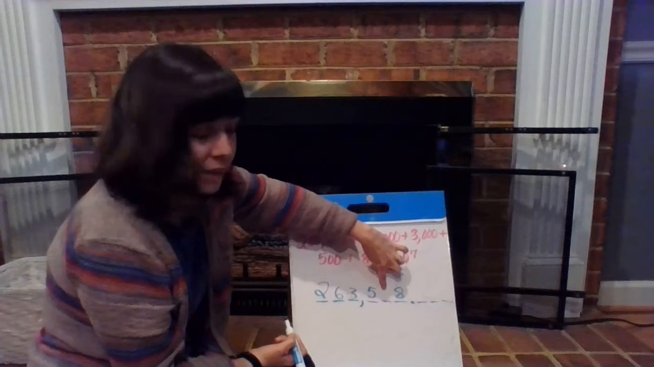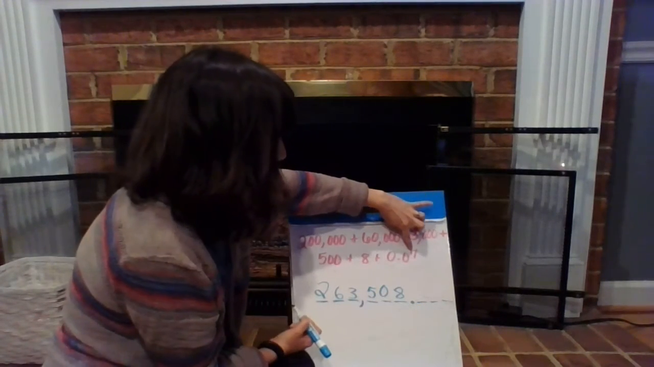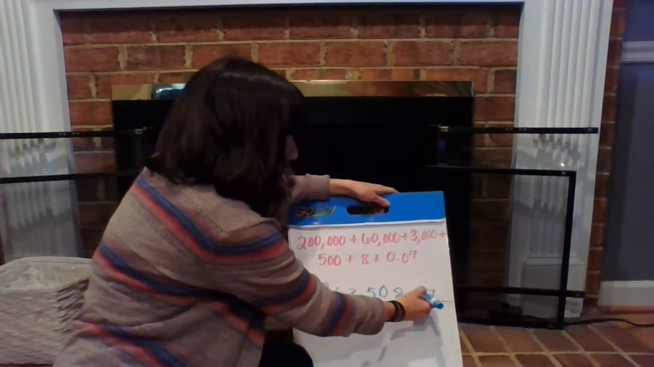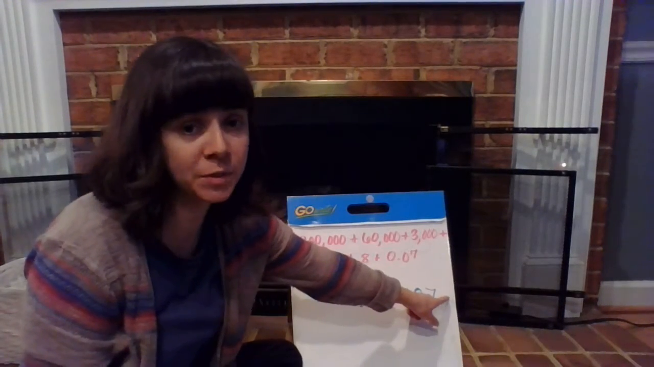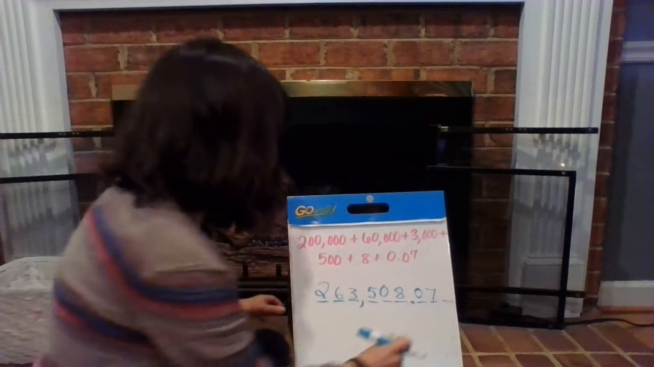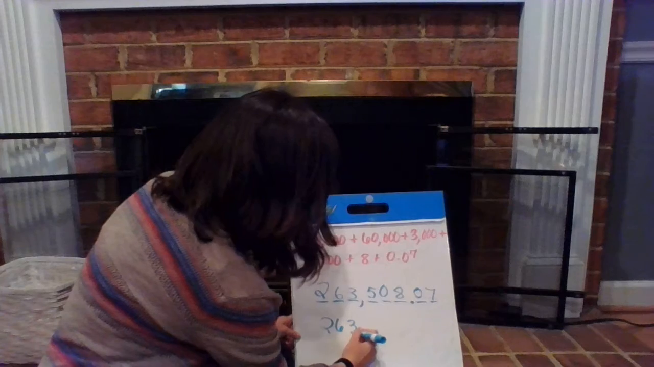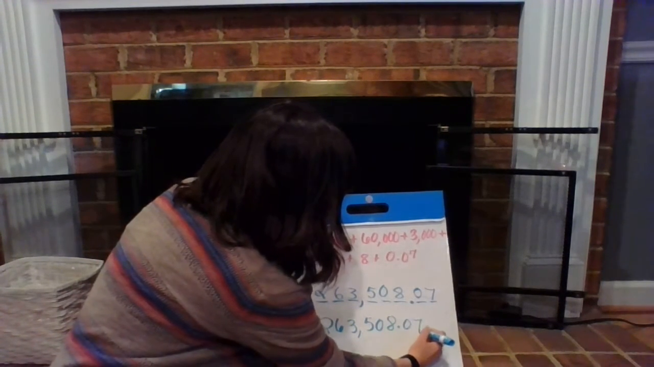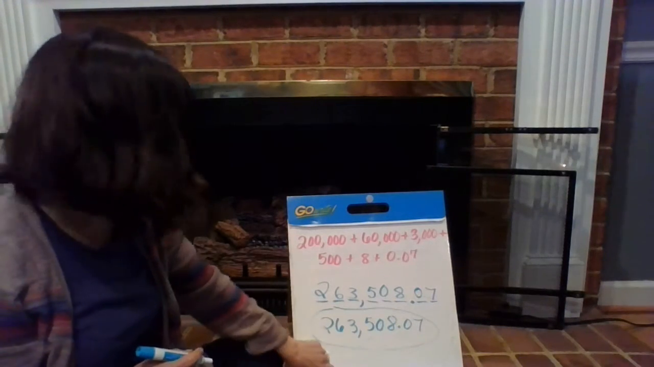Okay, which means I need a placeholder for the tens place. And then my 7 is in the hundredths place. So again, I need a placeholder in the tenths place. I could put a placeholder in the thousandths place as well, but it's not necessary. It's not going to change the value. So I have 263,508 and 7 hundredths for Monday number 1.